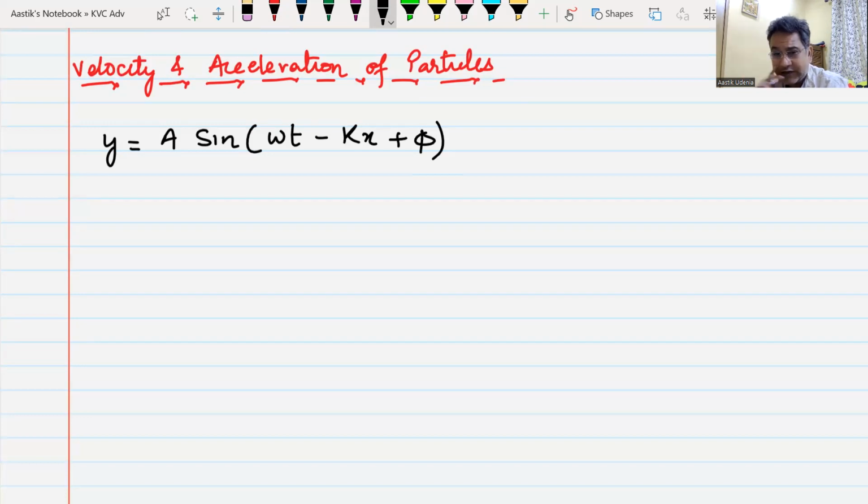All particles will have different velocities, different accelerations, different displacements at different times. How do I find the velocity or the acceleration of any given particle? Differentiating displacement and double differentiating displacement will give velocity and acceleration respectively. But here there are two variables. t is a variable, x is also a variable. So how will I differentiate it?